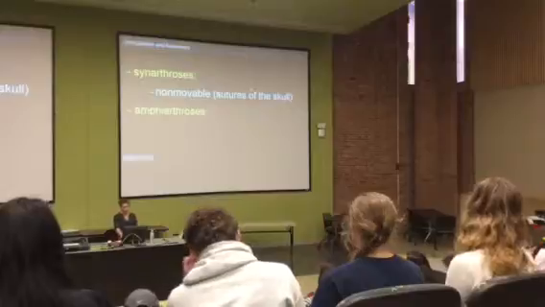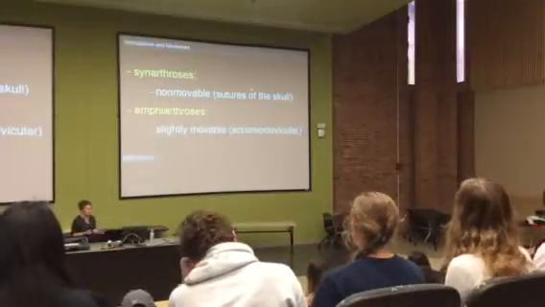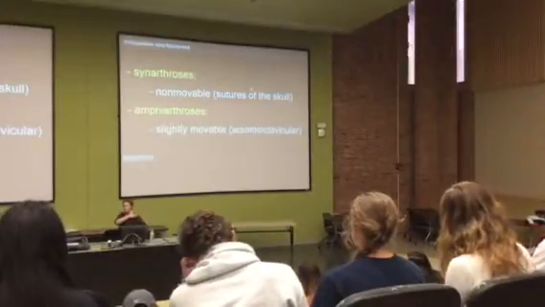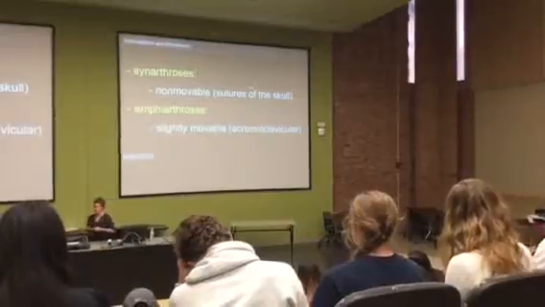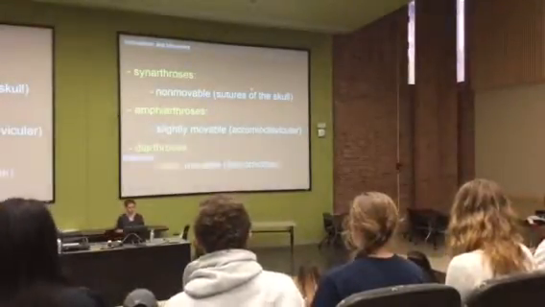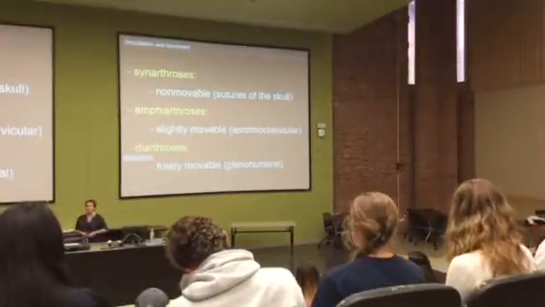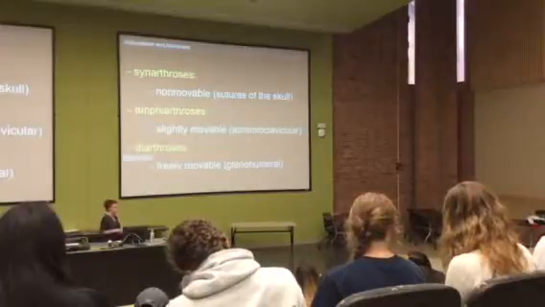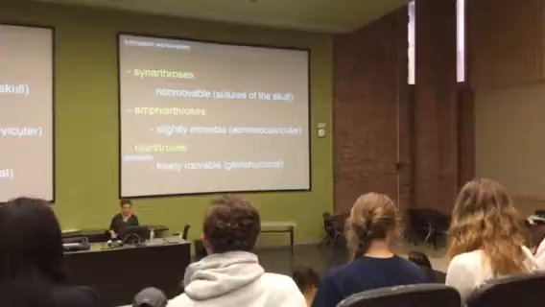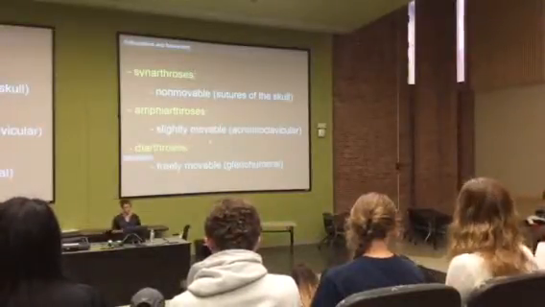Then we have amphiarthroses, slightly movable joints. One example is your acromioclavicular joint, where your clavicle and acromion process meet at the tip of your shoulder. There's a little bit of movement at that joint, not a lot, but a little bit. And then diarthroses are very movable, freely movable joints, ones you usually think of, like your glenohumeral shoulder joint, your wrist, fingers, ankles, knees. So quite a few diarthroses in the body that you typically think about.